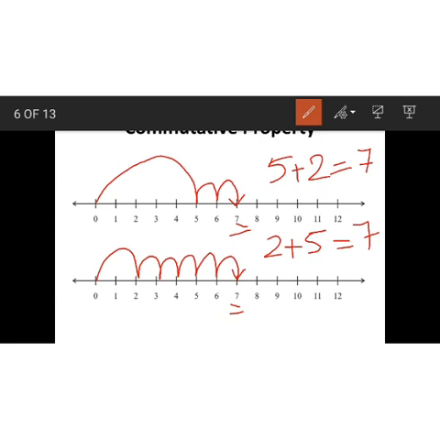This is the commutative property. For any two numbers a and b, a plus b is equal to b plus a. So we get the same result even if we have interchanged these numbers.